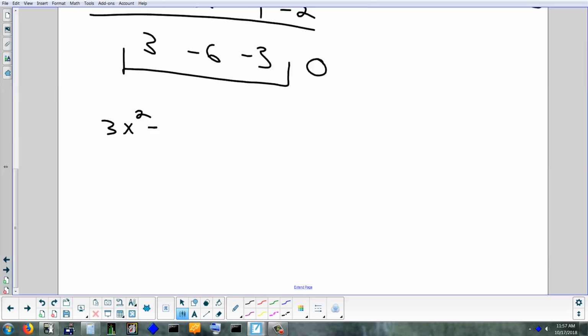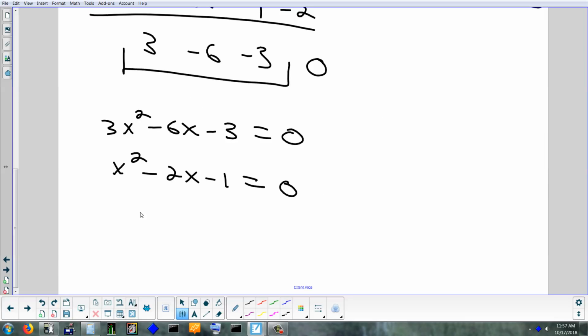3x squared minus 6x minus 3. Now I don't have to, but I could divide everything by what to make everything smaller? 3. You don't want to? Don't. But I think you should. Now, two numbers that multiply to give me negative 1 and add to give me negative 2, not going to happen. You can't factor that.